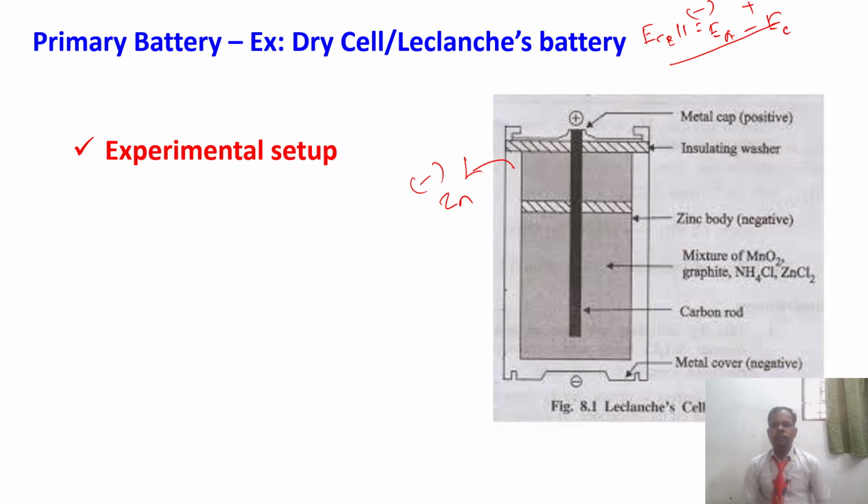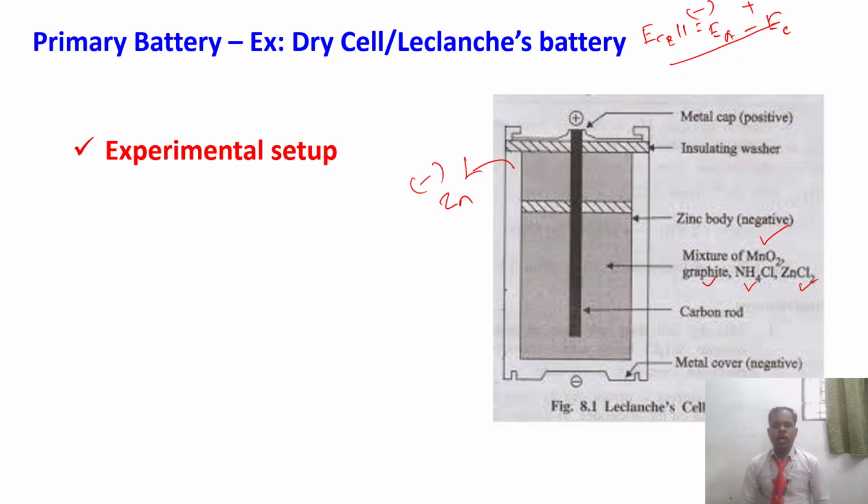So here the dry cell consists of a zinc cylinder which acts as the anode. The zinc cylinder is filled with an electrolyte mixture of manganese dioxide, graphite, ammonium chloride as well as zinc chloride. It is the combination of these four things. Using starch as well as water, it is converted into paste form, then dried, and packed inside the zinc cylinder.